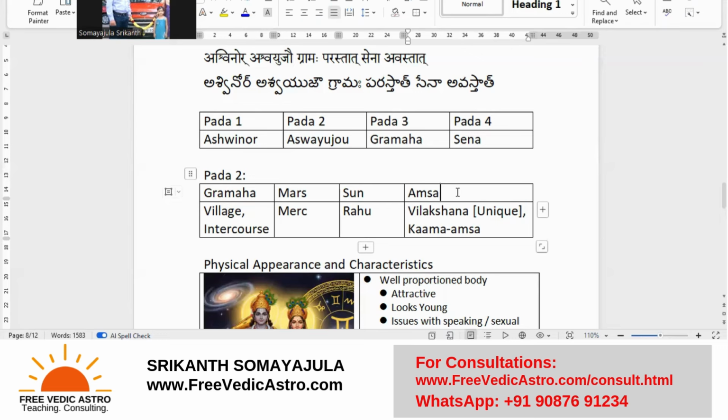Similarly, Vilakshana would mean unique. Okay, so the person is trying to do or behaving differently in the group. There are a group of people. Grama would mean a group of people. Vilakshana is somebody who is behaving very oddly in the group. Okay, it can mean a person, assuming, okay, there are a team of farmers.